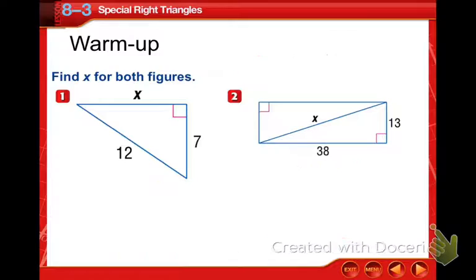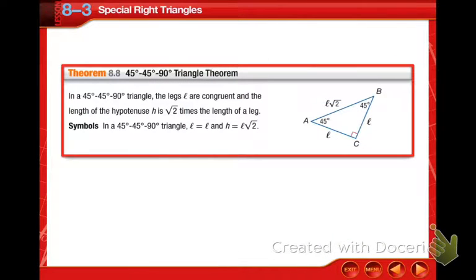Alright, so our first thing of notes here, the theorem for the 45-45-90 triangle. This is going to make it so you don't have to use the Pythagorean theorem anymore, unless you really, really want to. But the theory behind this is using the Pythagorean theorem. So let me show you what I mean by that.